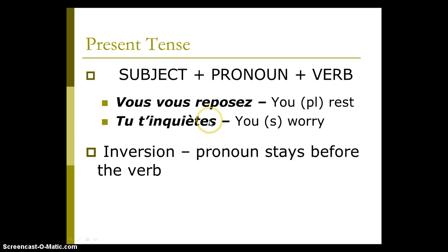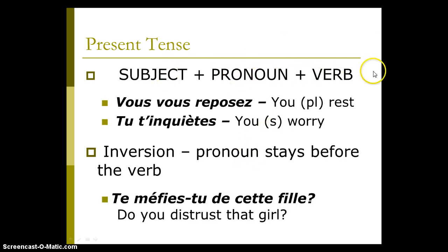You don't really have to worry about inversion too much, but if you're going to invert a sentence, that pronoun, this guy, is going to stay here. The subject goes behind the verb. Te méfies-tu de cette fille? Now remember, the purpose of inversion is just to ask a question and not use est-ce que. So that's all that's going on here.